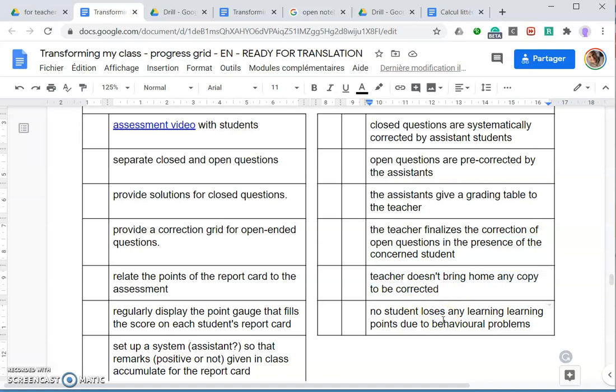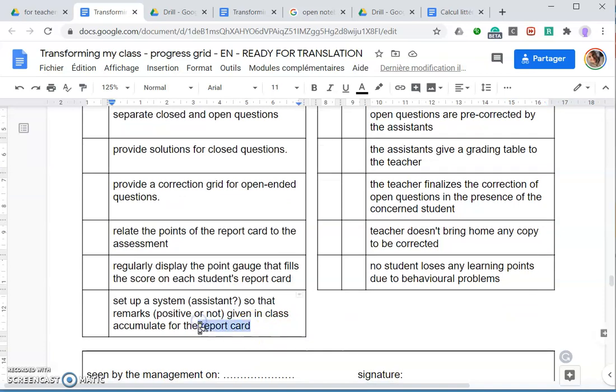No student loses any learning point due to behavioral problems. When we talk about these report cards, it should be only about having learned math. So 4 out of 10 points in math because of my knowledge, not because of my behavior. Maybe my behavior has other consequences, such as being kicked out of the school, definitely. It can be very rude. It depends on your culture and what the student did. But don't lose learning points because of your behavior. You shouldn't link these two in the same note.